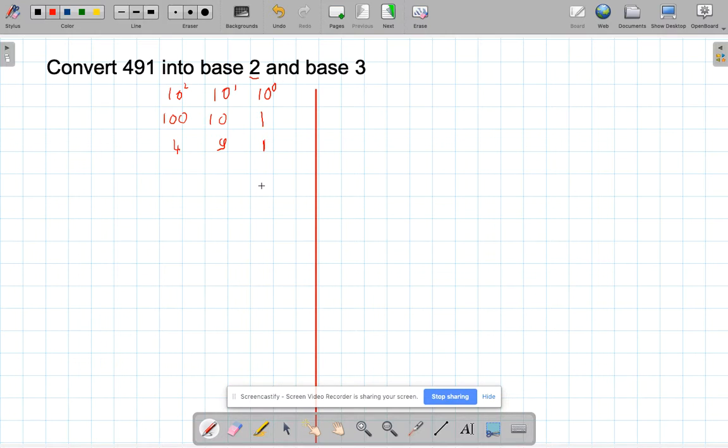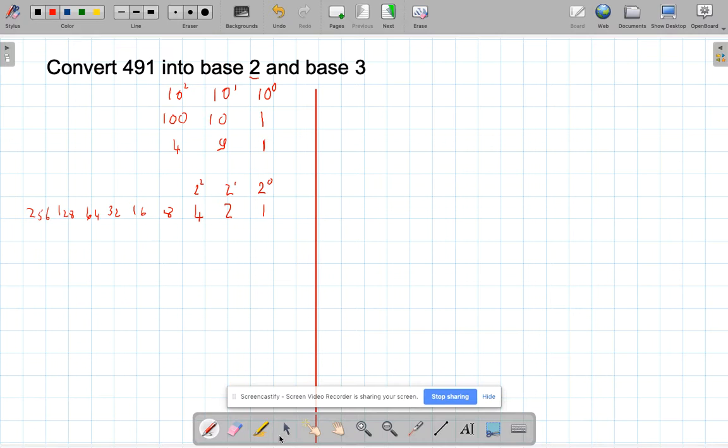So I'm going to think about the headings being 2 to the power of 0, 2 to the power of 1, it's 2, obviously, and 2 to the power of 2, and so on. So my place headings become 1, 2, 4, 8, 16, 32, 64, 128, 256. Now the next one is 512, but it's bigger than 491, so I don't need it.